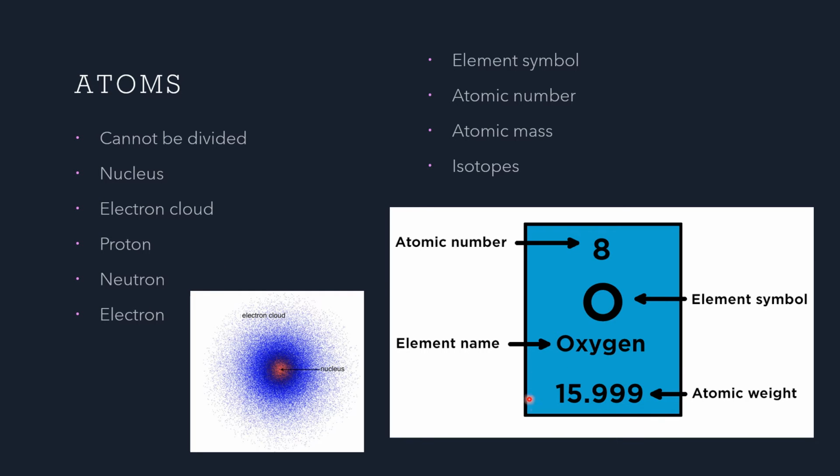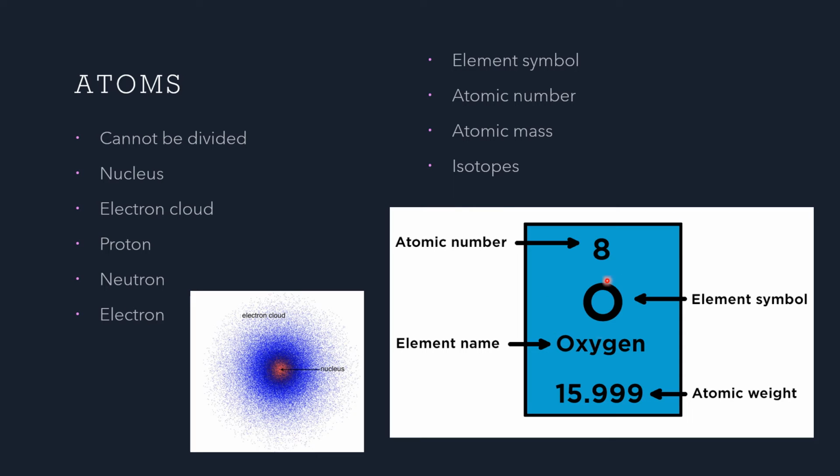At the bottom, we also have the atomic weight. So for oxygen, it's 15.99999. This basically just tells you how much mass the atom has. It's not terribly important to note at the moment, but we will be talking about atomic weight a little bit later. Now, isotopes are different kinds of the same element.